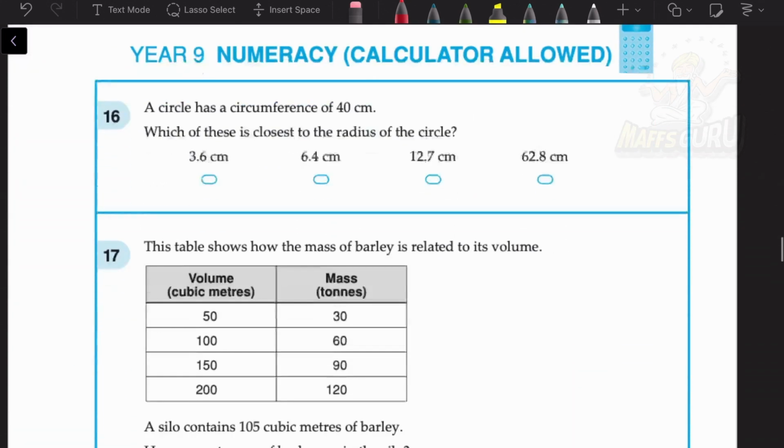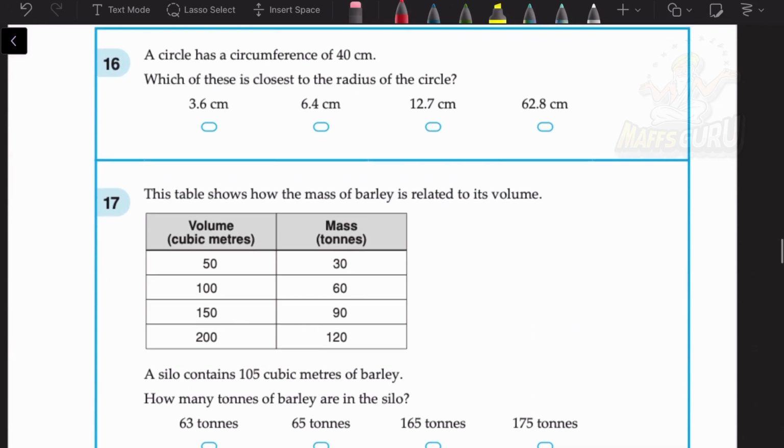Question 16, a circle has a circumference of 40 centimeters, which is closest to the radius. Circumference is equal to pi times diameter. Well, if we've got a circumference of 40 is equal to pi times diameter, so I'm now going to say my diameter is 40 divided by pi.